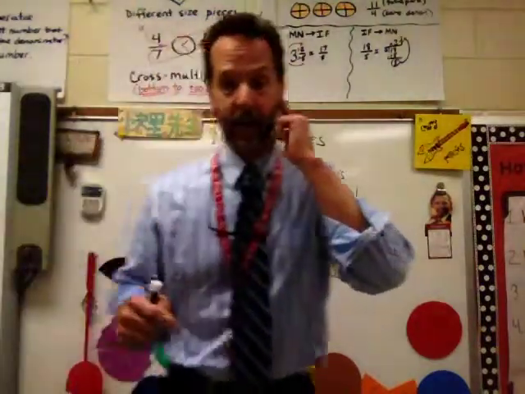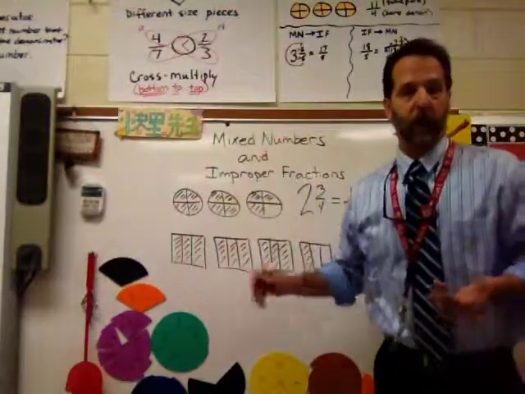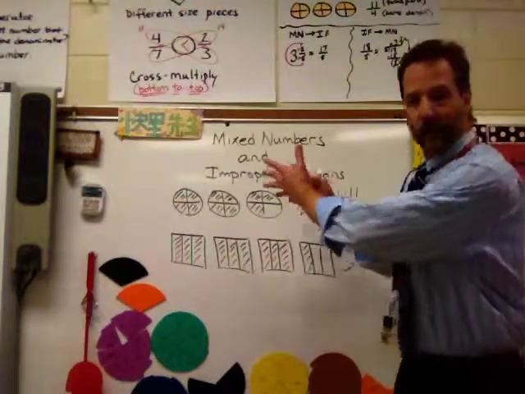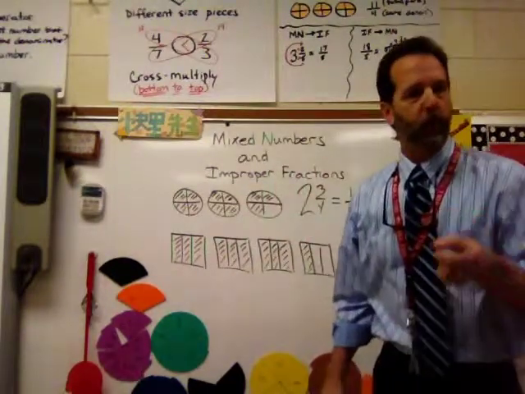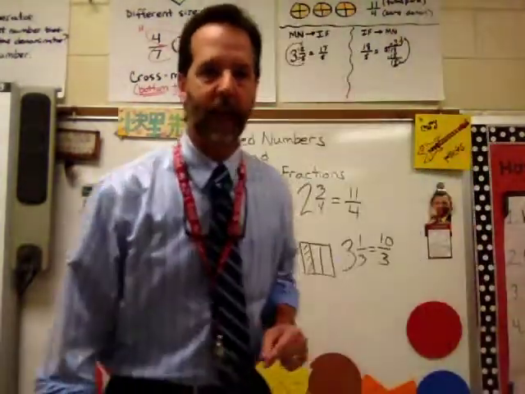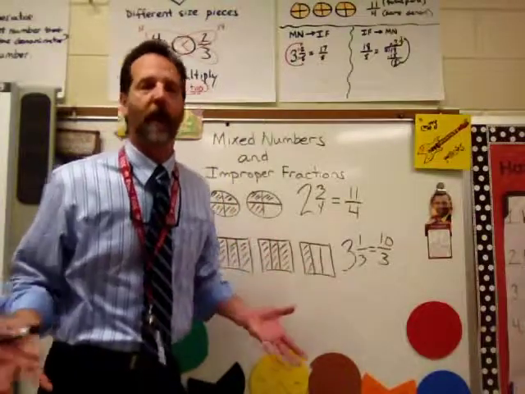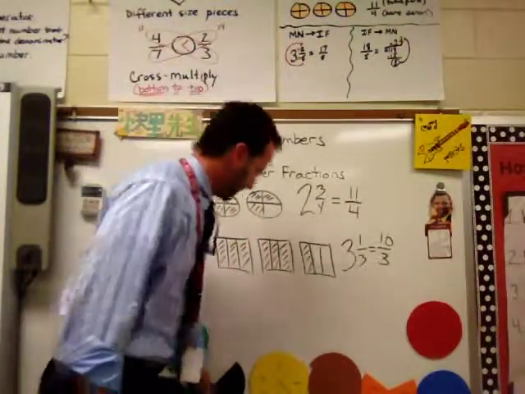Okay? So when you have a picture, mixed numbers and improper fractions is really kind of easy. You simply have to look at the picture and count what you have. But you don't always have a picture to look at. So how are we going to find it when we don't have a picture? I'm going to show you.